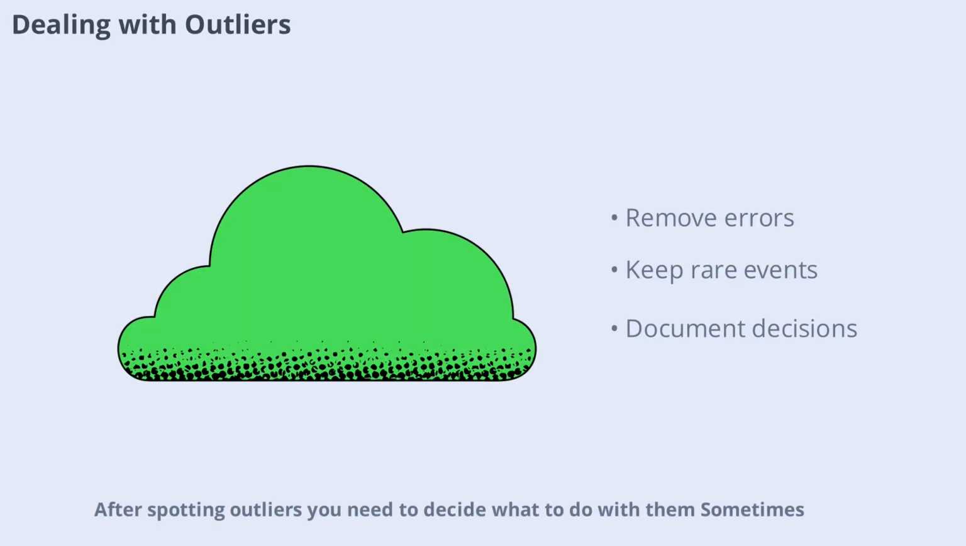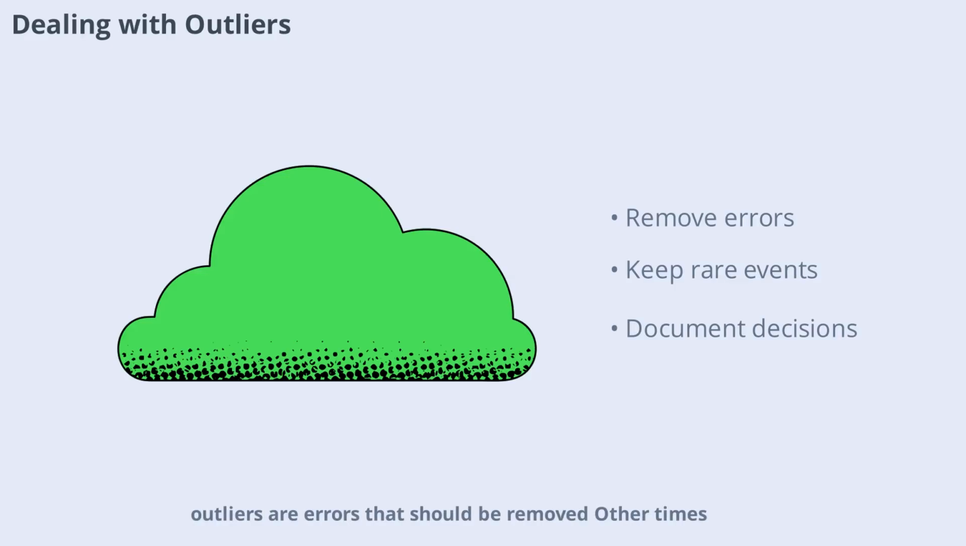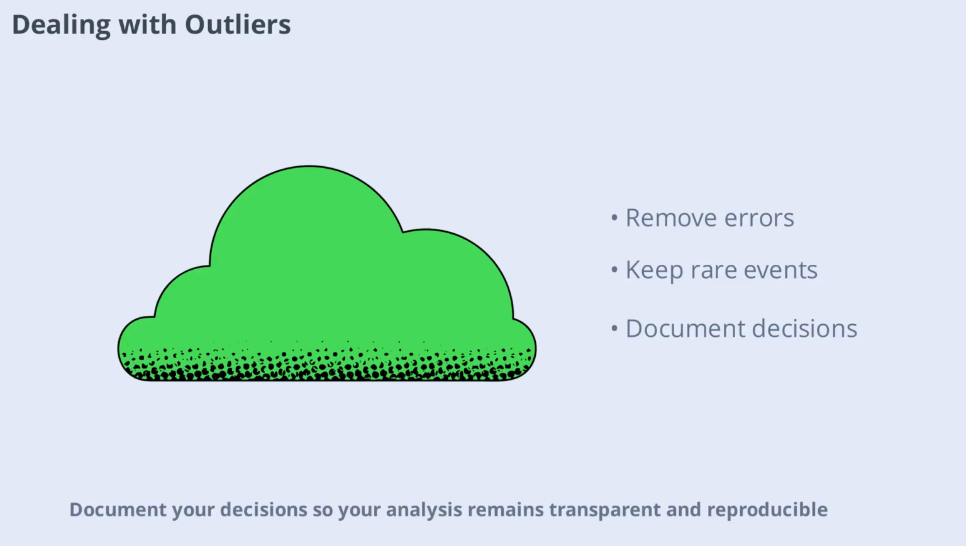After spotting outliers, you need to decide what to do with them. Sometimes, outliers are errors that should be removed. Other times, they represent important events or rare cases. Carefully consider the context before making changes. Document your decisions so your analysis remains transparent and reproducible.